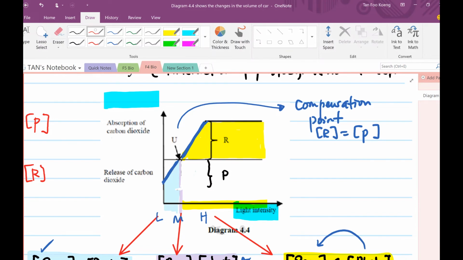So if you were a farmer, how would you adjust the light intensity to maximize your return, to increase the growth of your crops? You need to make sure that the light intensity must be beyond the compensation point. All right. So if you allow the light intensity to be at this point, what will happen to your crop? Basically, the growth of the plant will be stunted because there is no net production of glucose.